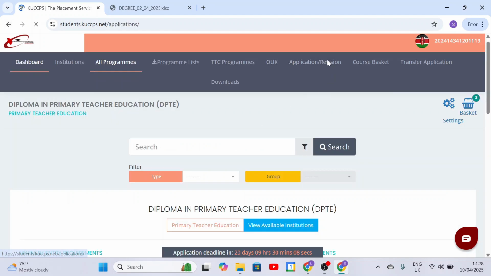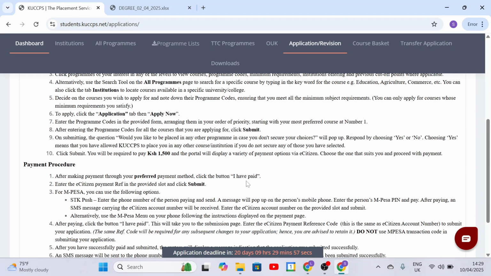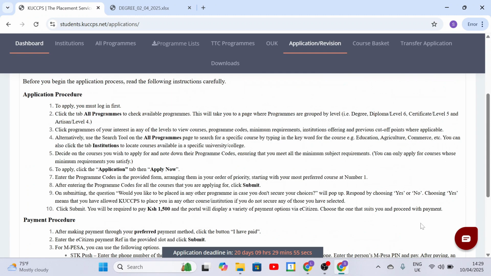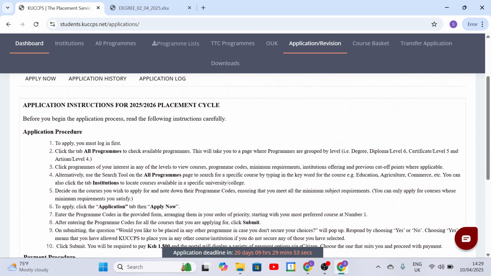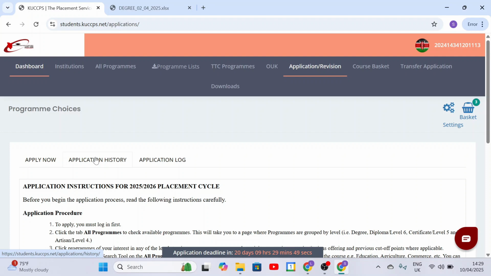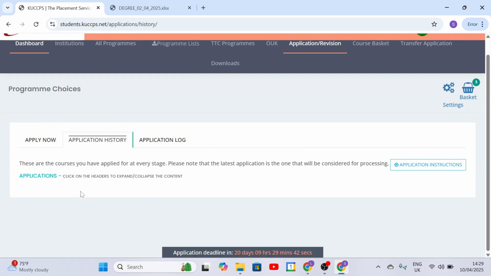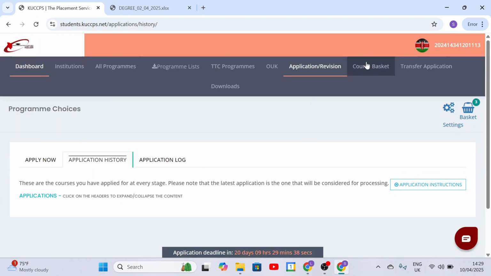The other tab here, remember we are still exploring what exactly is in this portal. We also have the application and revision. This is where you will be doing your application. Okay, so you can read these many stories, but once you watch this video, then you will have covered everything that you need to know from this story. Then there is application history. If you've ever applied before, this is where you will find your application history. For this candidate, there is no application. That is good. And the application log and so forth and so on.